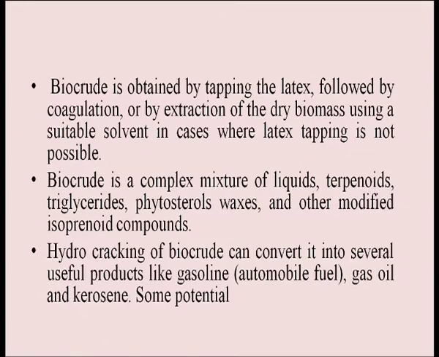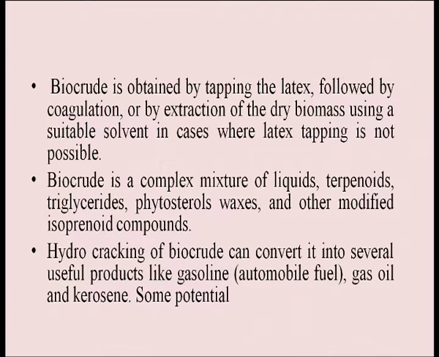Biocrude is obtained by tapping the latex followed by coagulation or by extraction of the dry biomass using a suitable solvent in cases where latex tapping is not possible. Biocrude is a complex mixture of liquids, terpenoids, triglycerides, phytosterols, waxes and other modified isoprenoid compounds.